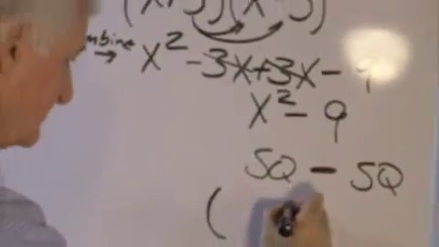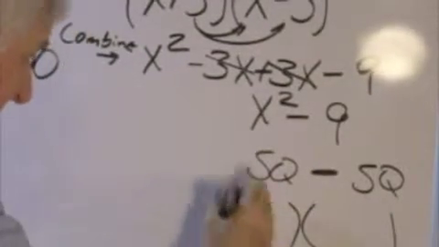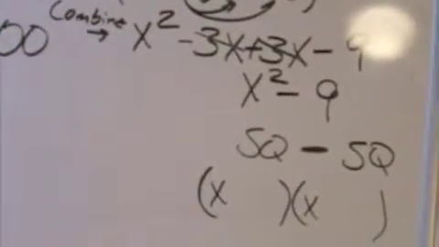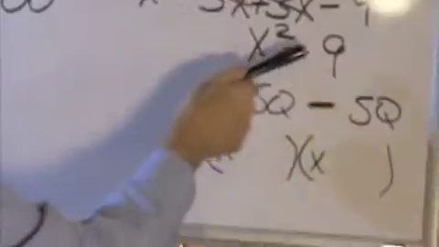You go back, you take 2 parentheses like this. What's the square root of x squared? Why, it's x and x. You know what I meant to say. Then you've got the minus 9.